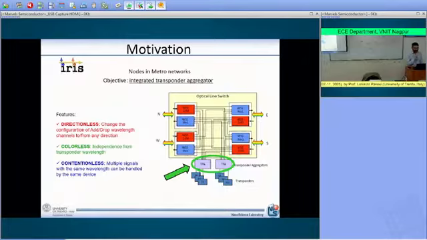And the objective of this project was to develop what is called an integrated transponder aggregator. So here the idea is to have something that is able to send, and therefore change the configuration in any direction.